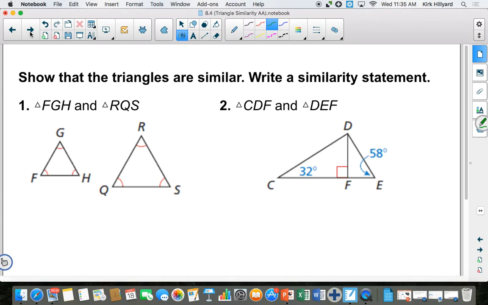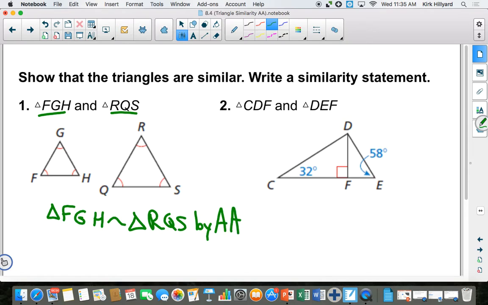Let's go ahead with this one. Show these triangles are similar and write a similarity statement. In this case, all of the angles on both triangles, FGH and RQS, are congruent. Honestly, the order doesn't really matter, but let's use this order right here because they've already done it for us. So we can say triangle FGH is similar to triangle RQS, and we're going to say that it is because of angle. By saying that, we're saying that F is to R, G is to Q, and H is to S. And that would be our similarity statement.